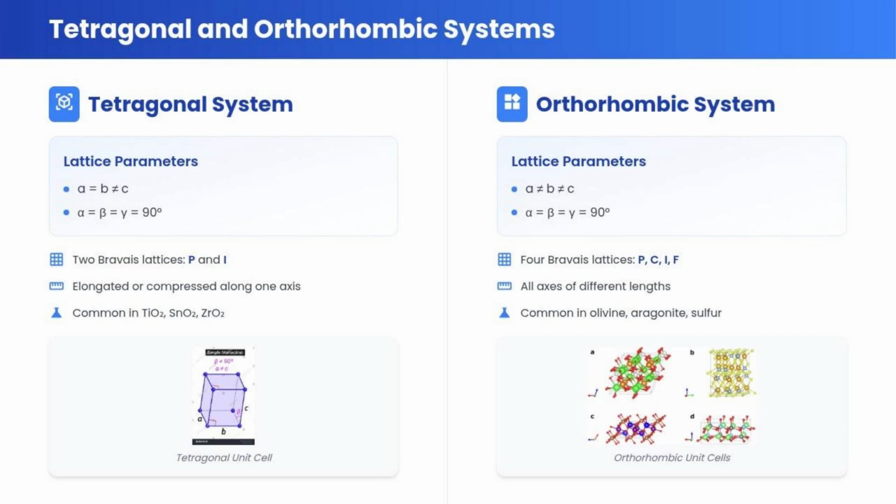In the tetragonal system, the unit cell is shaped like a rectangular box with a square base. Here, A equals B, but does not equal C, and all angles are 90 degrees. Titanium dioxide is a common example. The orthorhombic system has a unit cell where no sides are equal, A does not equal B, and B does not equal C, though all angles remain 90 degrees. This system is very versatile and includes 4 different Bravais lattice types: simple, base-centered, body-centered, and face-centered.